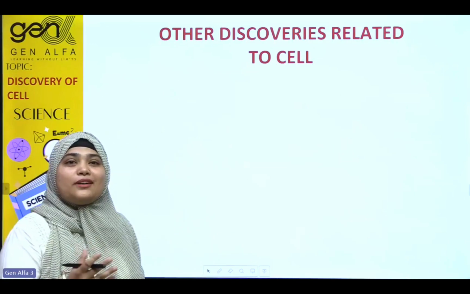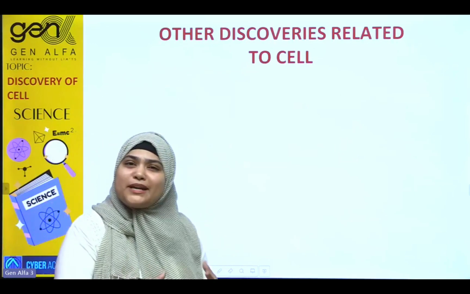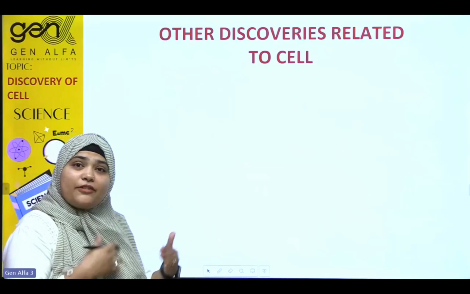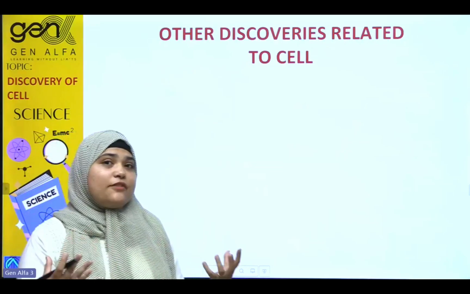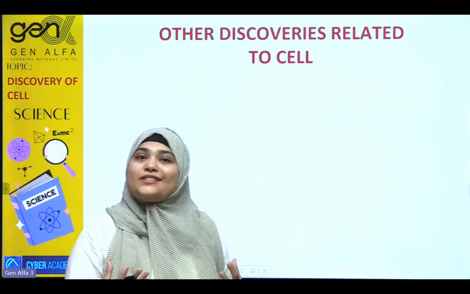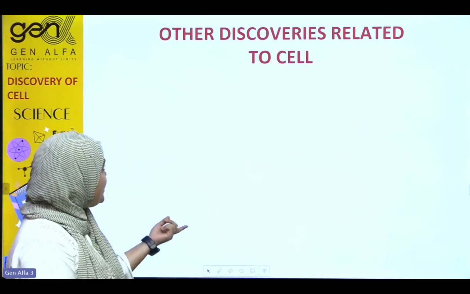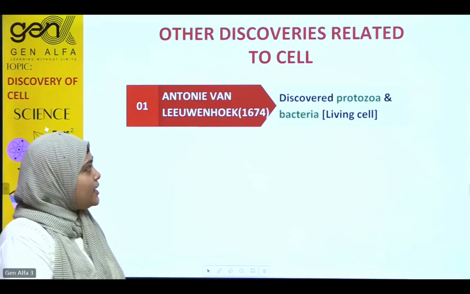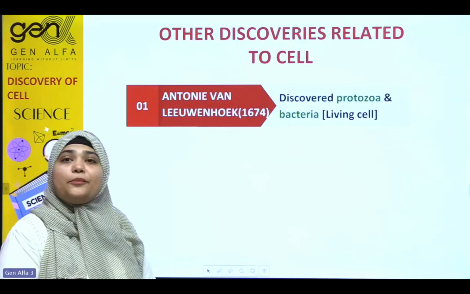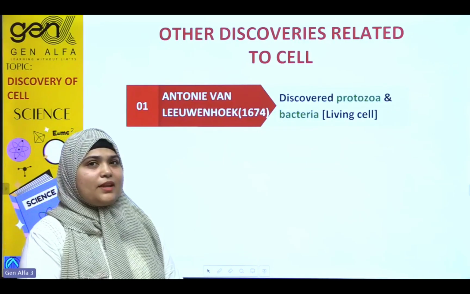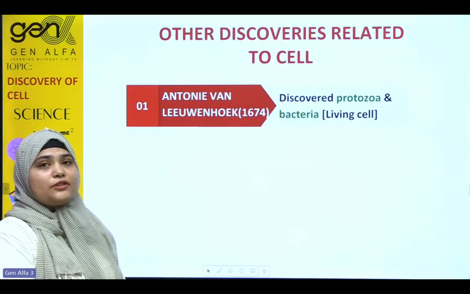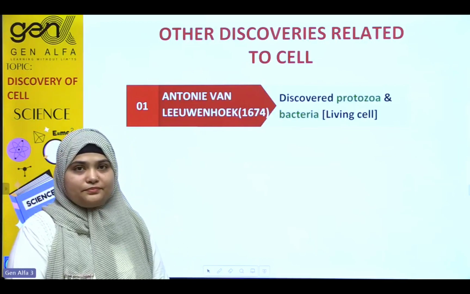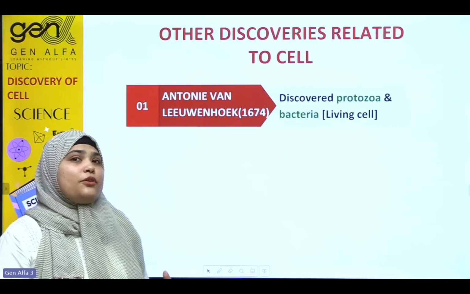I want to introduce you to some superheroes of cell biology who uncovered all the secrets of the cell. Let's start with the very first scientist, Antony van Leeuwenhoek. He was the scientist who discovered protozoa and bacteria. Antony van Leeuwenhoek was a Dutch scientist. He wasn't rich and not famous. Actually, he was a cloth merchant.